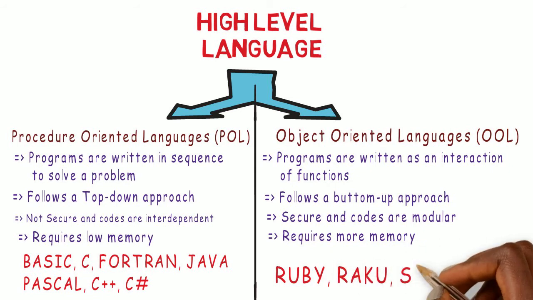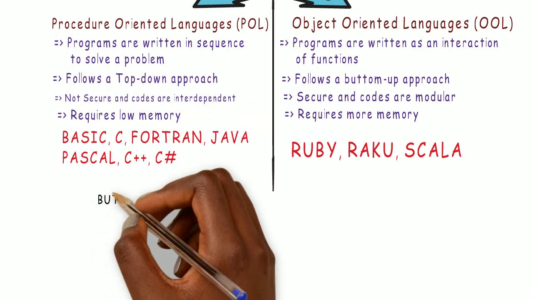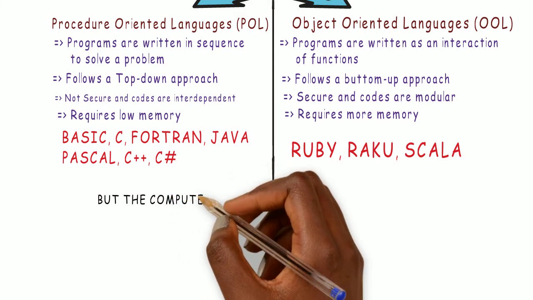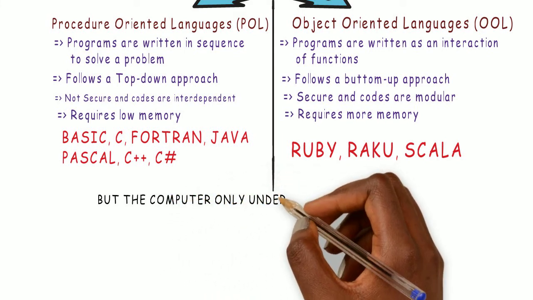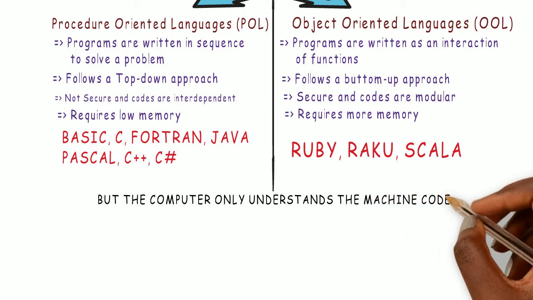As examples of procedural languages, we have BASIC, C, Fortran, Java, Pascal, C++, and C#. As examples of object-oriented languages, we have Ruby, Scala, and Raku. So these two languages, the procedure-oriented language and the object-oriented language, represent the third and the fourth generation languages.